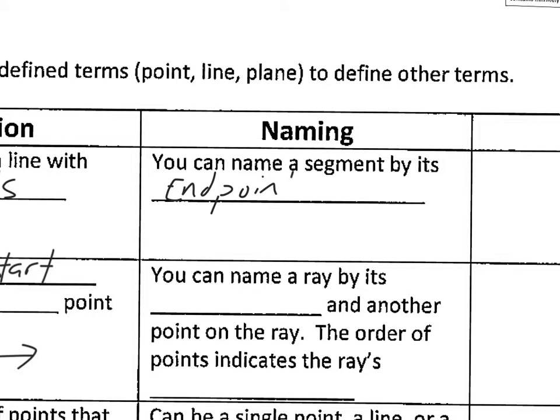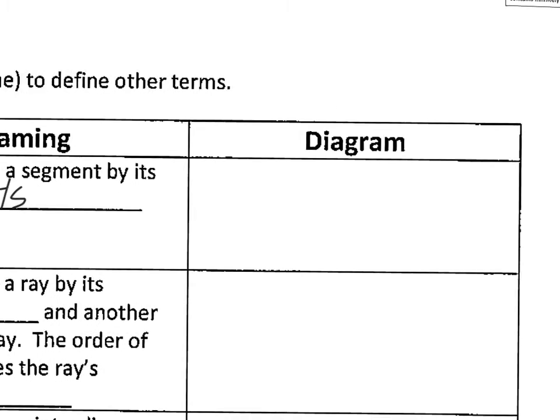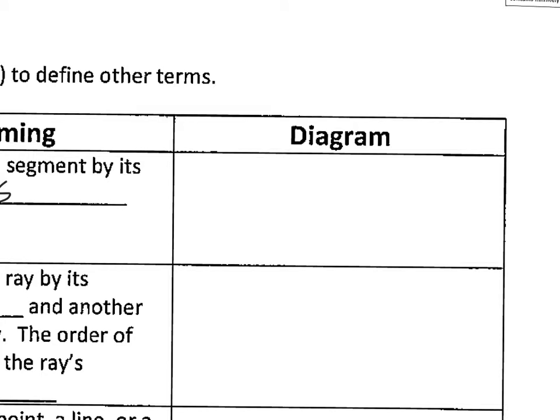Remember what I talked about on that last slide, right? When we start naming things, the first letter is where you want to start. The second letter is where you want to end. So it just depends here. We have a whole bunch of segments. There are 3 segments just in this picture I've drawn on line AE.